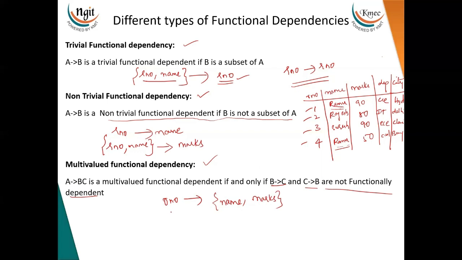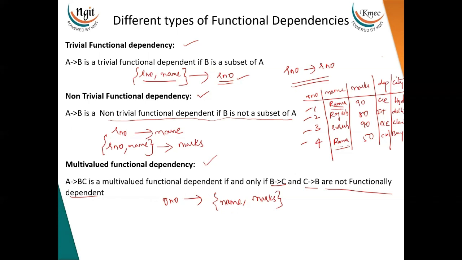Now you have to check whether this is a multi-valued functional dependency or not. Remember, in a multi-valued functional dependency, the dependent will contain more than one attribute, whereas the left-hand side, that is the determinant, contains only one attribute. So in our example, A is replaced by roll number, and B and C are replaced by name and marks.